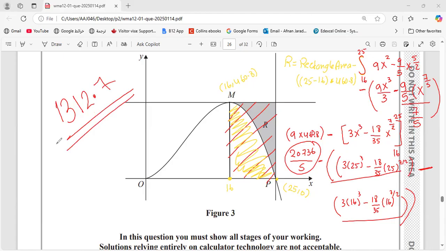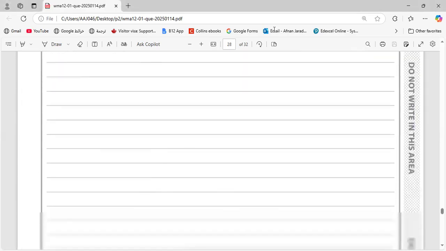So this question is just about calculus, differentiation and integration. The last question is about chapter number 6. The last question, number 10. Looking at question number 10.